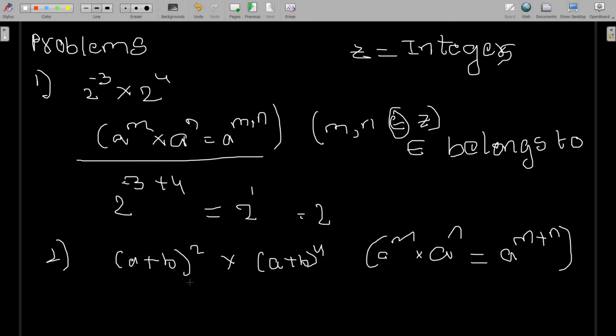So (a plus b) whole square into (a plus b) whole power 4. So here the bases are the same, a plus b, a plus b. So the powers should be added. 2 plus 4, how much? 6. I will write here: (a plus b) whole power 2 plus 4, and 4 plus 2, how much? 6. (a plus b) whole power 6. It is the answer. And also I will give some more problems.